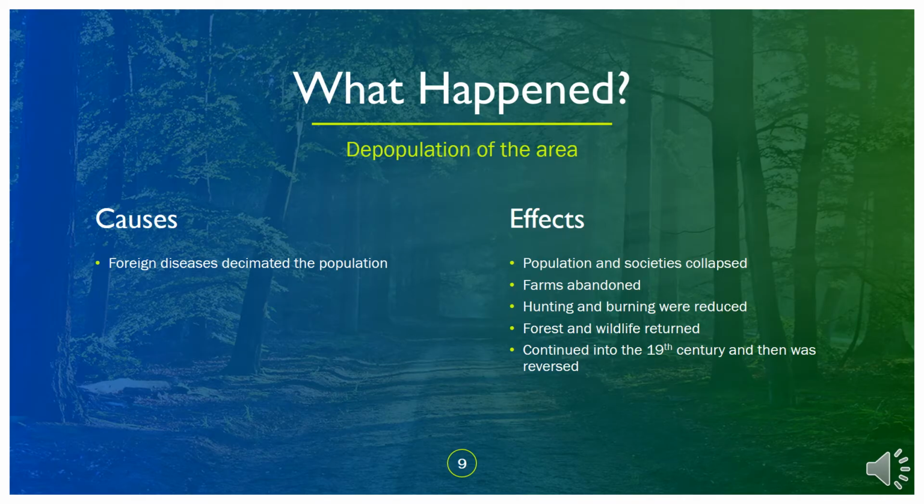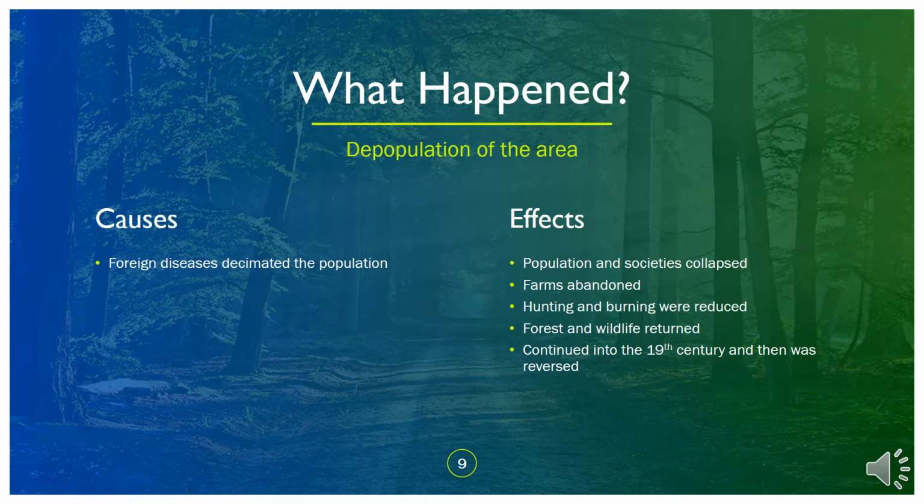Well, of course, what happened? The depopulation of the area of the native people. You see, foreign diseases decimated the population, and we could get into why the population was decimated and the causes and all the details. It can be a whole different presentation.